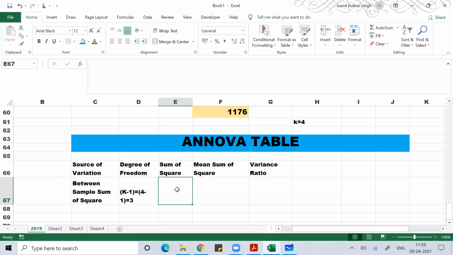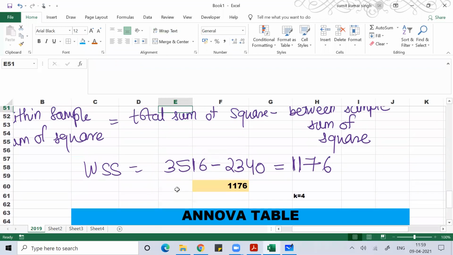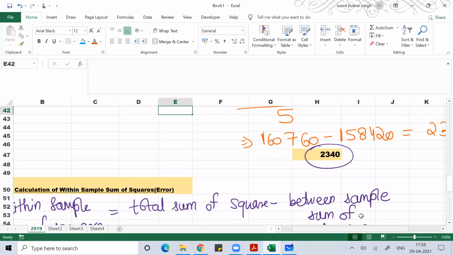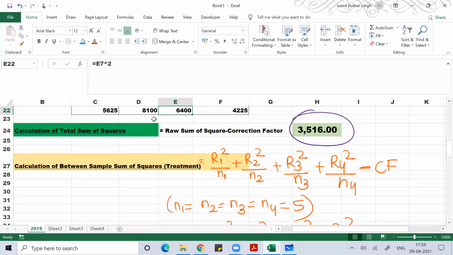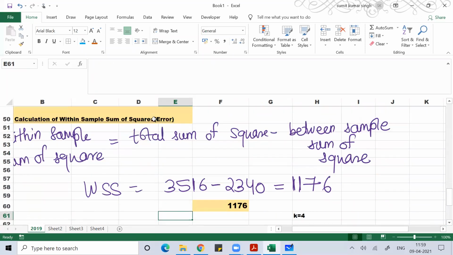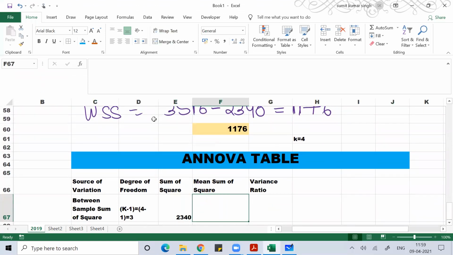Clear? Then the sum of squares for between sample sum of squares, how much did you get? You got 2340. You can see here, the between column sum of squares is 2340. I hope you are writing down all the values. And the mean sum of squares will be 2340 divided by 3, so you'll get 780.